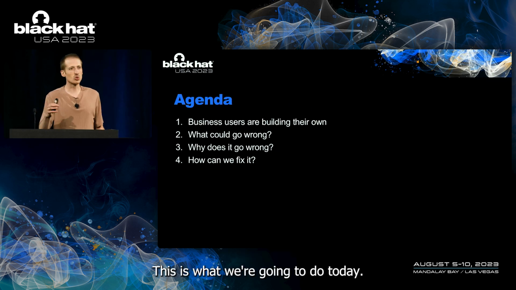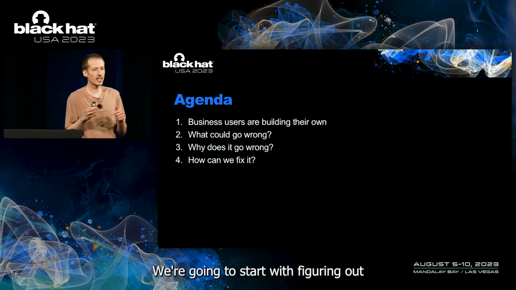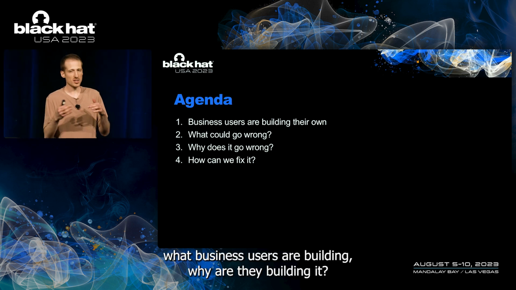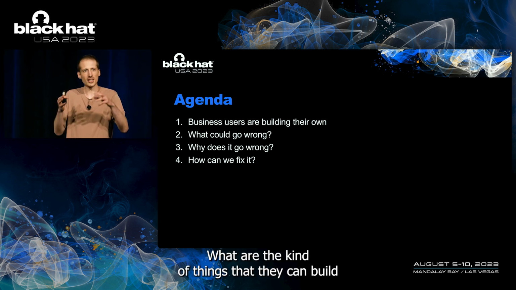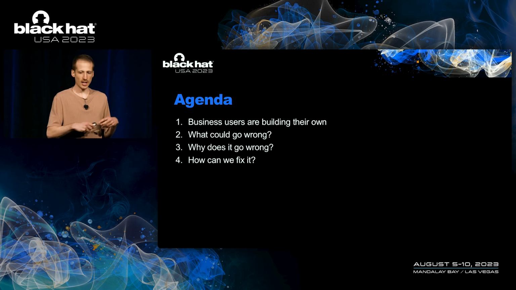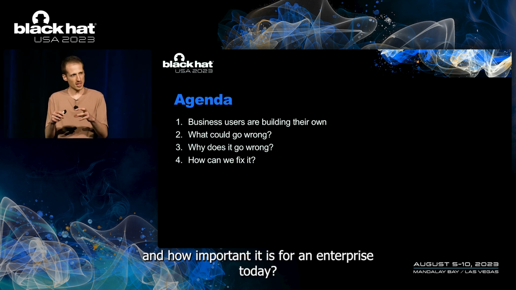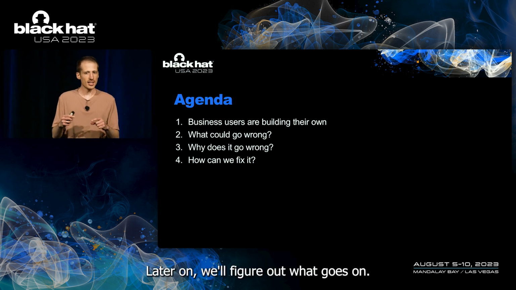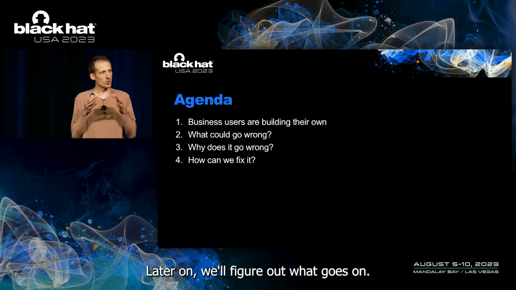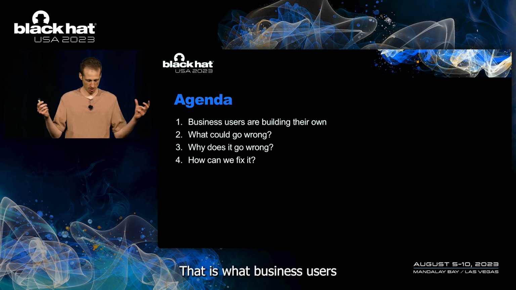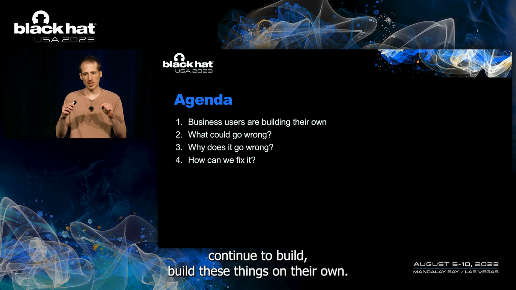This is what we're going to do today. We're going to start with figuring out what business users are building, why are they building it, what are the kind of things that they can build, and how important it is for an enterprise today. Later on, we'll figure out what goes wrong when we let business users continue to build these things on their own.